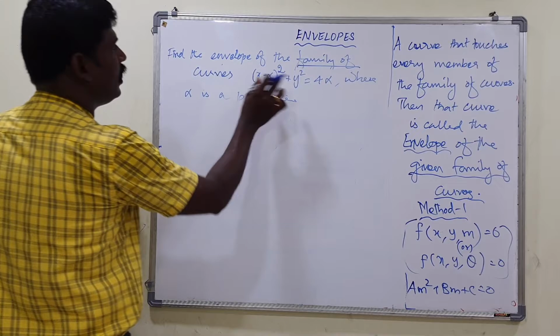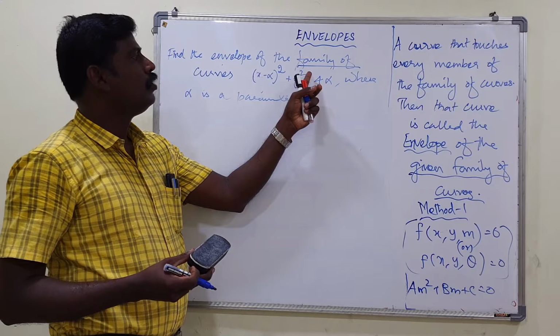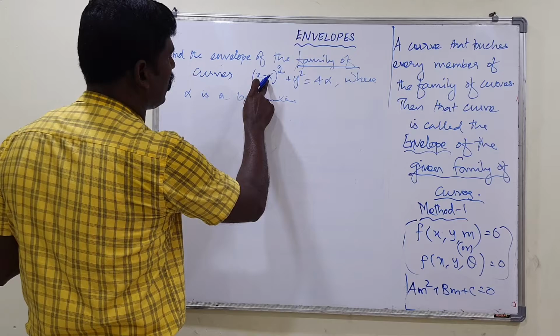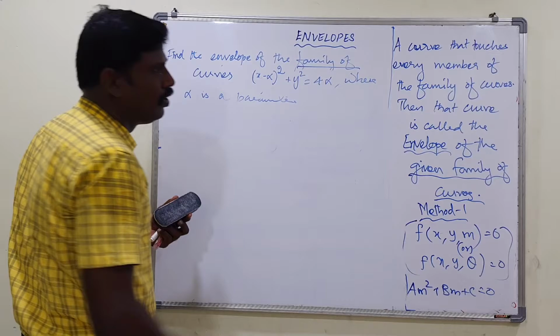Here it is not a straight line. Okay. Find the envelope of the family of curves (x minus alpha) whole square plus y whole square is equal to 4 alpha, where alpha is the parameter. It's the equation of a circle, isn't it? (x minus alpha) whole square plus (y minus 0) whole square, a circle centered at (alpha, 0) and having radius 2 root alpha. No need to check what the given equation is.